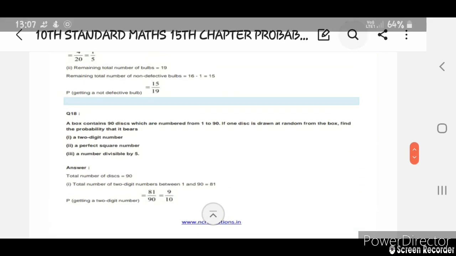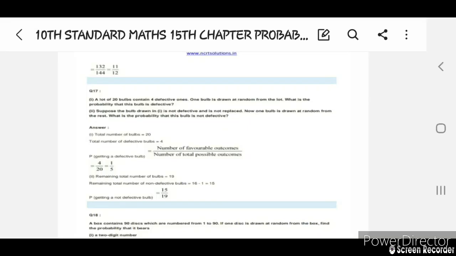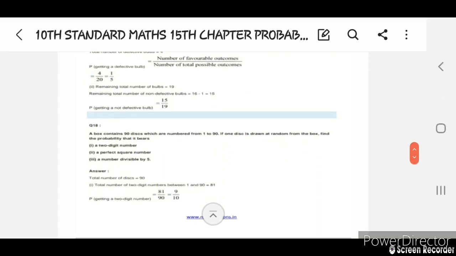Like that you have to think. So next is, a box contains 90 discs which are numbered from 1 to 90. If one disc is drawn at random from the box, what is the probability that it bears a 2-digit number? See, in the total 1 to 90, the 2-digit numbers are 81. Okay, think wisely. In 1 to 90, 2-digit numbers are 81.